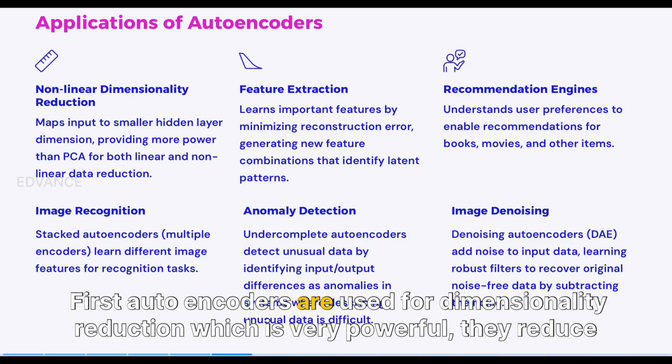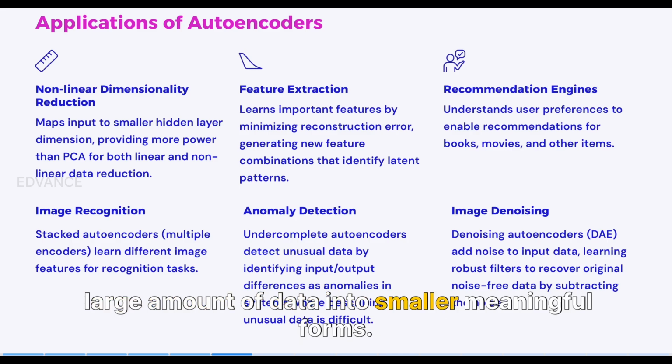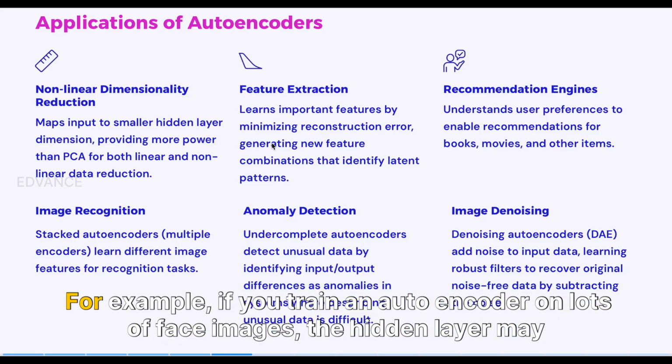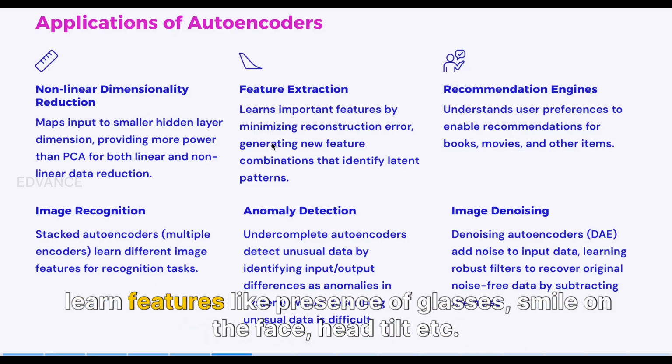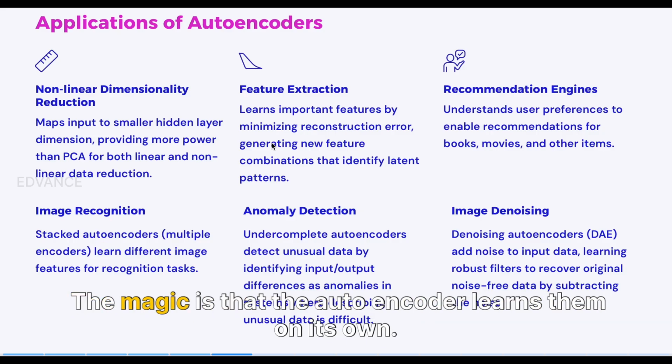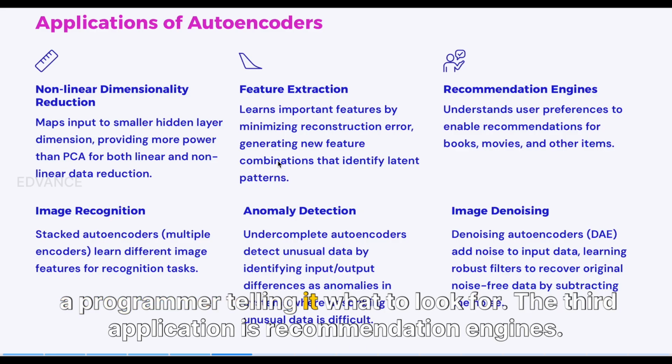First, autoencoders are used for dimensionality reduction, which is very powerful. They reduce large amounts of data into smaller, meaningful forms. The second application is that autoencoders automatically learn hidden features in the data. For example, if you train an autoencoder on lots of face images, the hidden layer may learn features like presence of glasses, smile on the face, head tilt, etc. These features are useful later for classification tasks. The magic is that the autoencoder learns them on its own, without a programmer telling it what to look for.